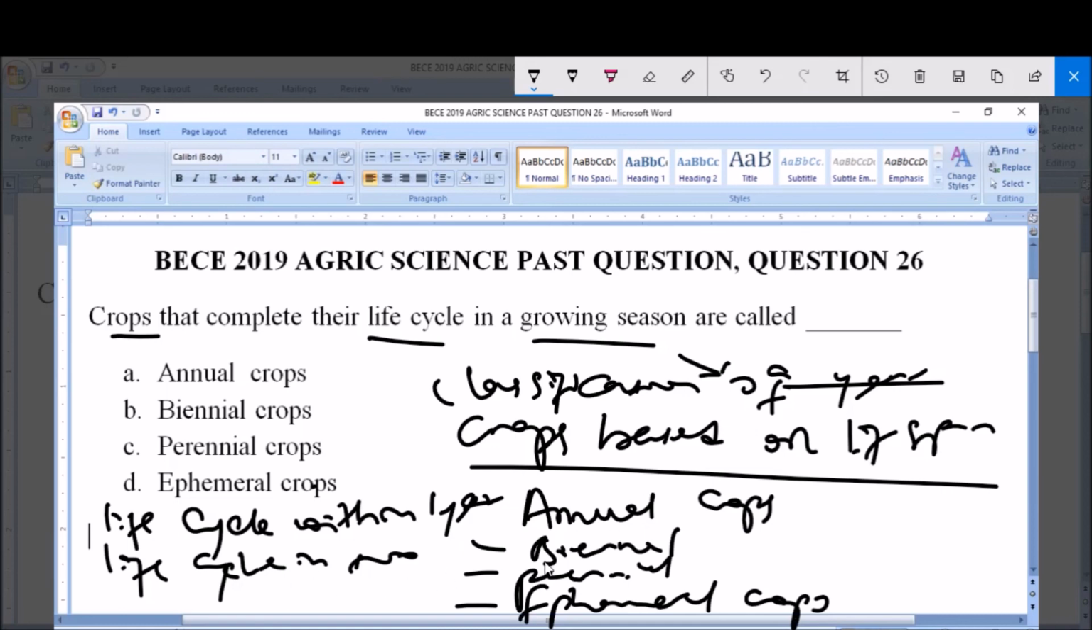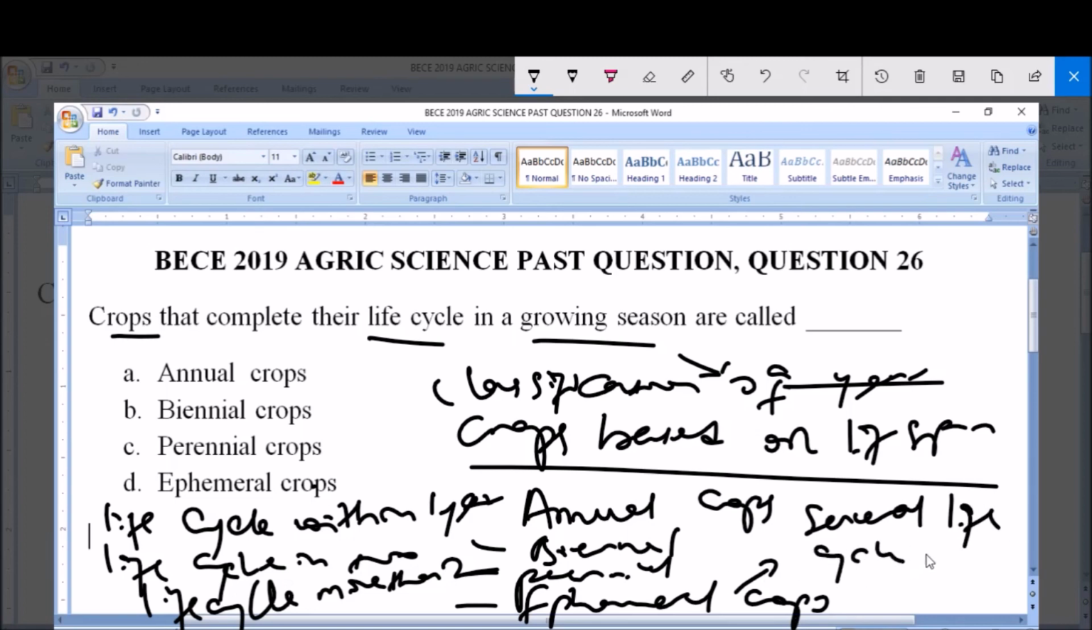Now option C here says what? Perennial crops. Now perennial crops are crops that take more than what? More than 2 years. That is, their life cycle takes more than 2 years. Then the ephemeral crops, these are crops that complete several life cycles in a year.